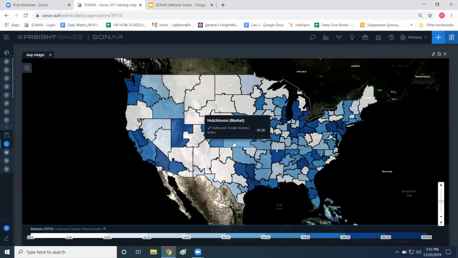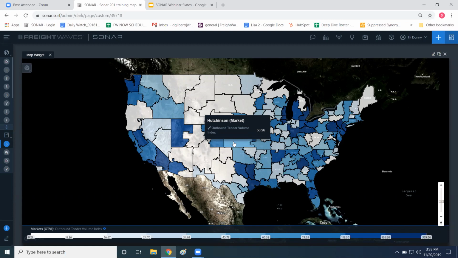So outbound tender volumes. This is a measurement of our electronic tendered volumes across the U.S. We indexed this market on March 1st, 2018. It wasn't a low market or a peak market. It was kind of a mediocre market. And that's where we set the index at 10,000 for national volume levels on March 1st, 2018. And of course, we've cut it loose from there, having markets increase and decrease.